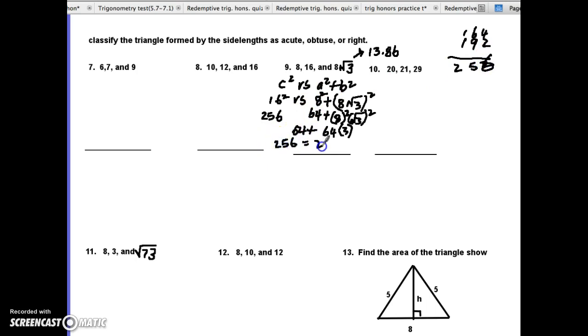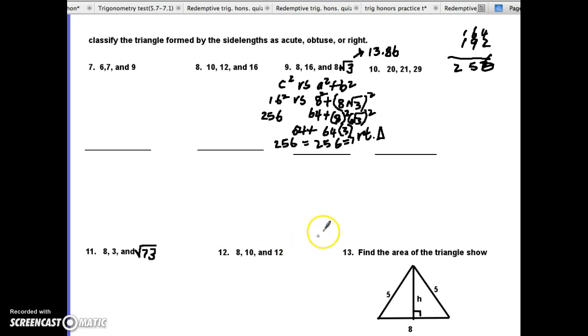And I get 256 for a squared plus b squared. So for number 9, the verdict is it's a right triangle. If c squared were greater than a squared plus b squared, then that would be an obtuse triangle. If c squared were less than a squared plus b squared, you'd have an acute triangle. But that's the way you do these.